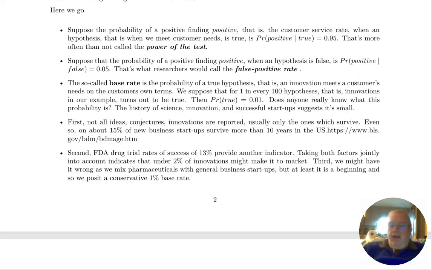is that an innovation meets a customer's needs on the customer's own terms. And we suppose that's one in every 100 hypotheses, that it is innovations in our example turned out to be pretty true. The probability of a true as opposed to a false hypothesis is 1%. Does anybody really know what this probability is? And the answer is no.